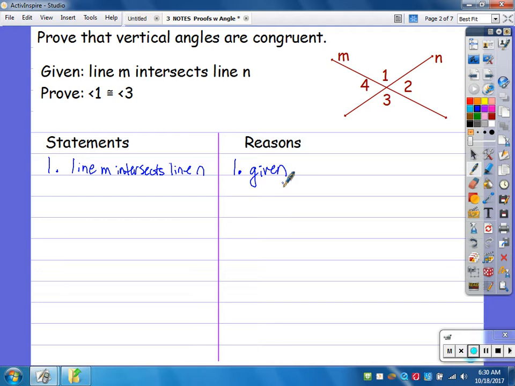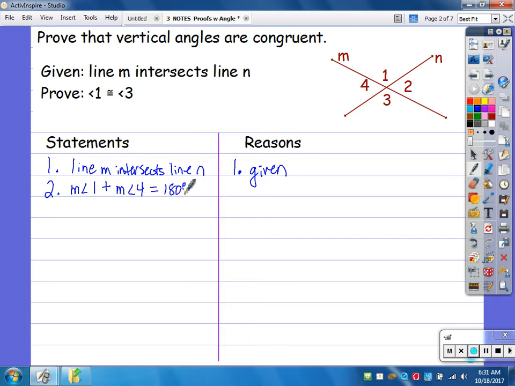All right, now if I look at this, I know from the last couple of days that not only do I see vertical angles here, but I also see linear pairs. So I'm going to pick a linear pair. In this case, it really doesn't matter which one I pick, but I'm going to choose angle 1 and angle 4. So angle 1 and angle 4 are a linear pair, and I know that linear pairs add up to 180. So my statement is going to be that the measure of angle 1 plus the measure of angle 4 equals 180 degrees.